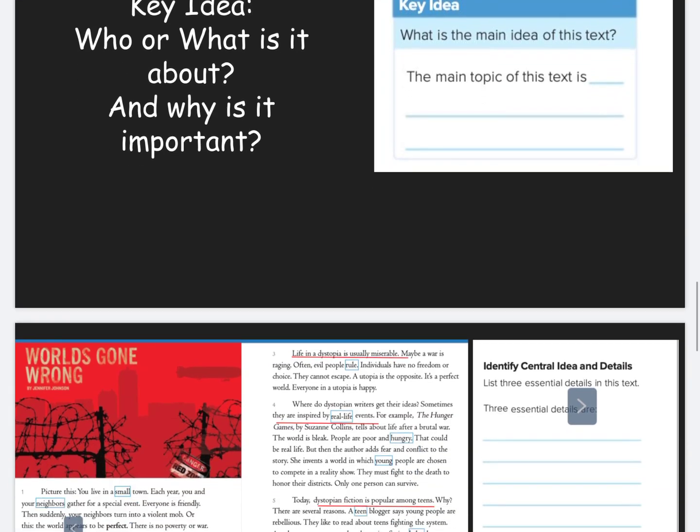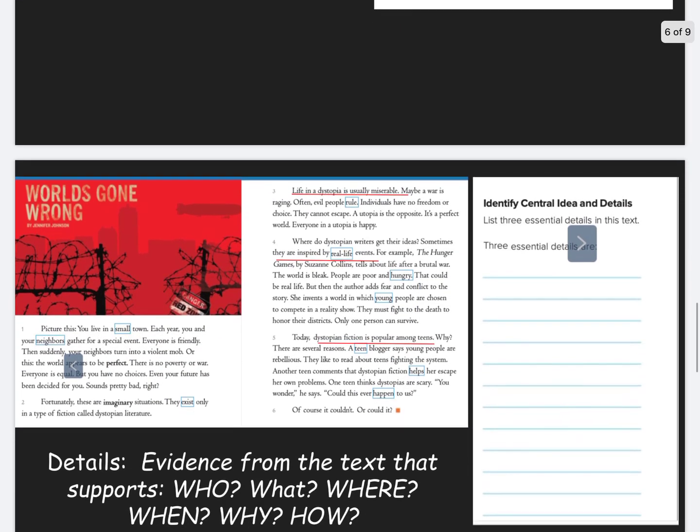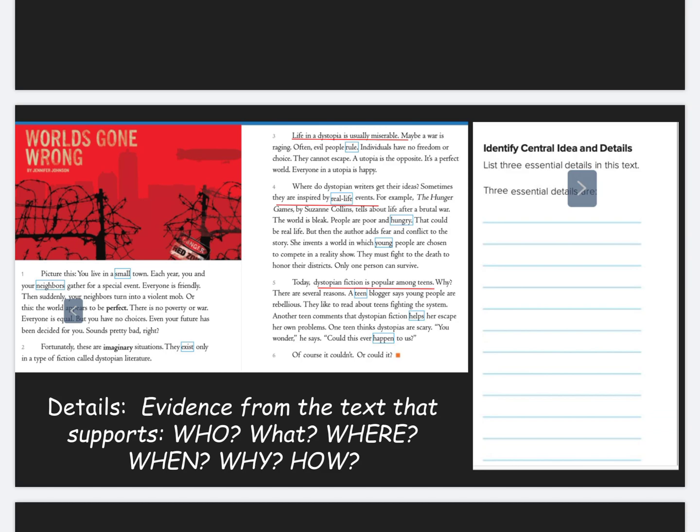Now, as I continue on through the questions, it asks, okay, what are the important details of this text? And when you think about the details, remember, these are the ones that tell us, okay, who, what, where, when, why, how. So these are all what about dystopian literature? What makes it different than other types of fiction?